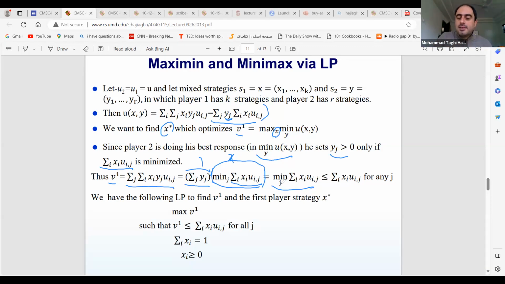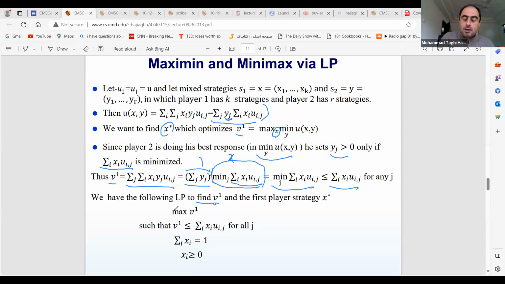And we know that, of course, this minimum should be less than or equal to this for like it. So this minimum over j should be less than or equal to this sigma for any j, because by definition, this is the minimum. So what is the formula? We just write this formula. Now we have an LP for this. We can write essentially this LP.